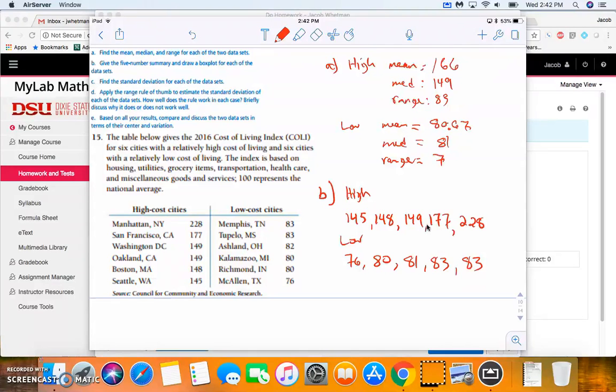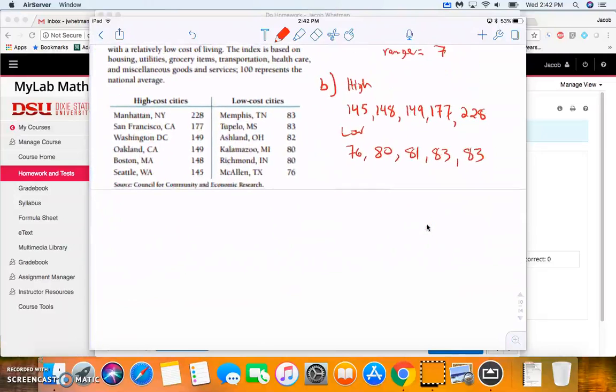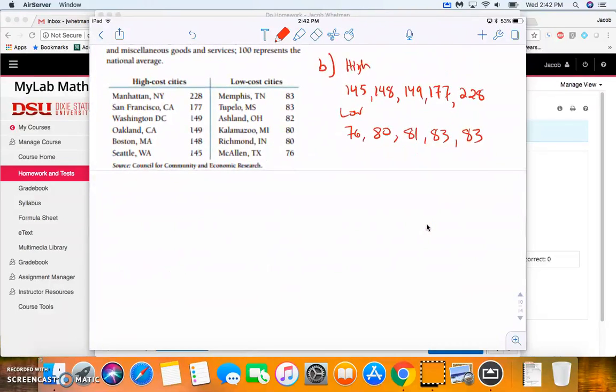So what we need to do now is draw a box plot for both of those. So my box plot here, I'm going to draw them both on the same box plot. So this could be low, this could be high. This will help us so we can see what both sets of data look like as far as spread and where they are on the same graph. So I'm going to do 50, 100, 150, and 200.